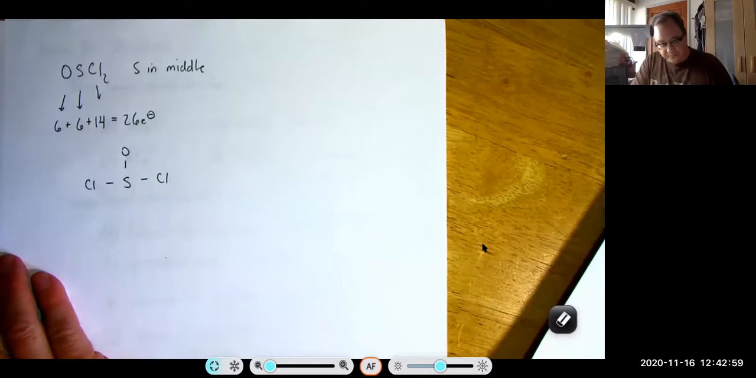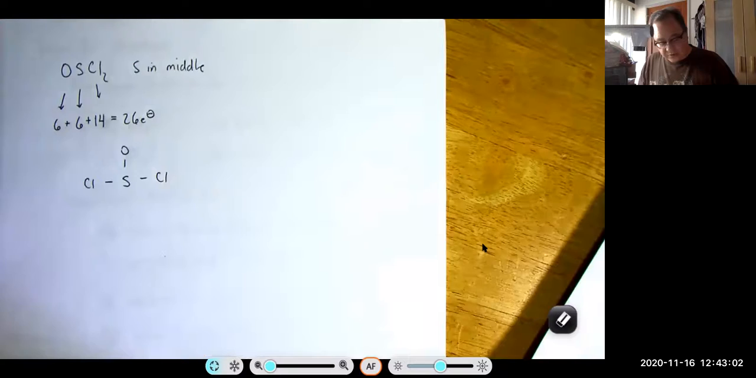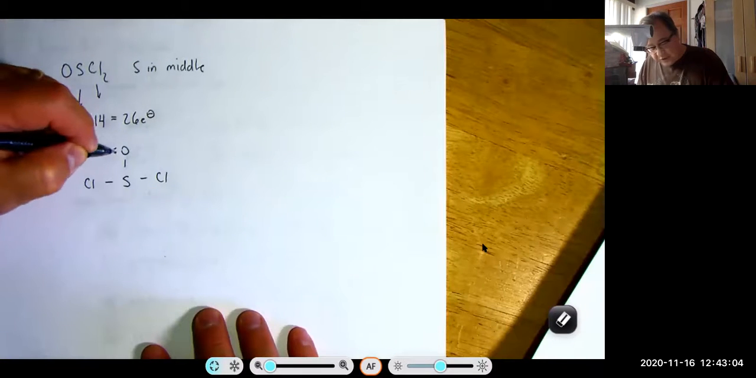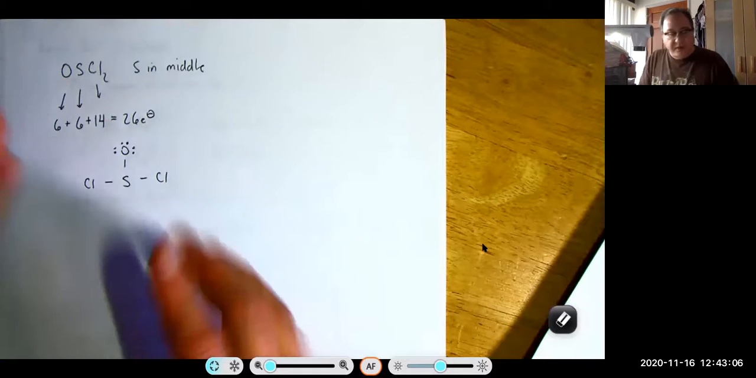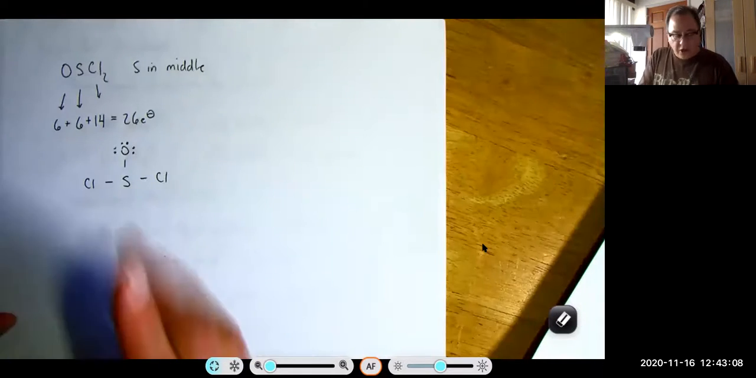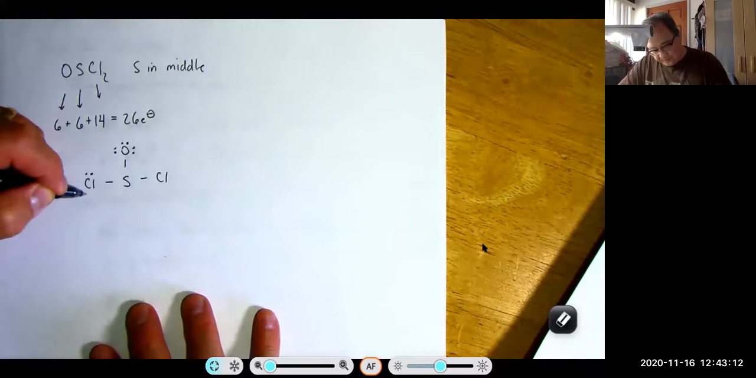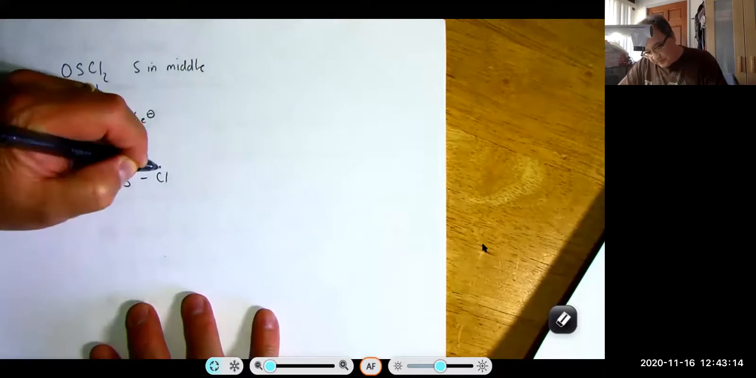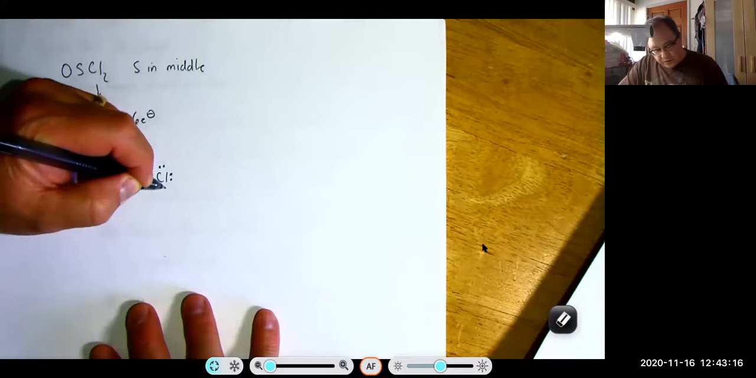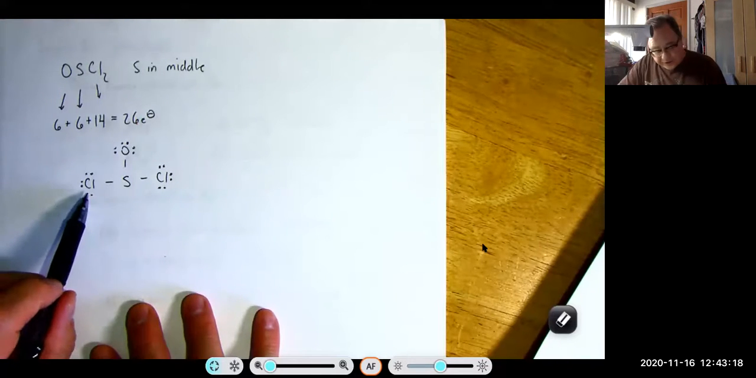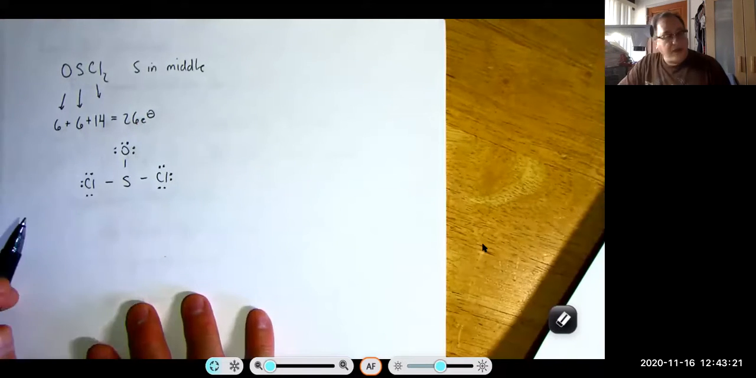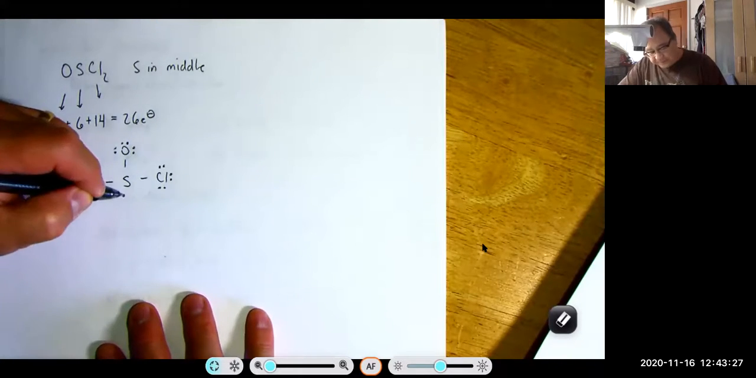Okay, you guys are done. So I counted 26 electrons. Sulfur is going to be in the middle, and I like to make it look symmetrical. So I put the oxygen going up and the 2 chlorines to the left and to the right. So the chlorines have octets, the oxygen has octets, and we've used 24 electrons. That means we have 2 left over. Where do they go? They go on sulfur.